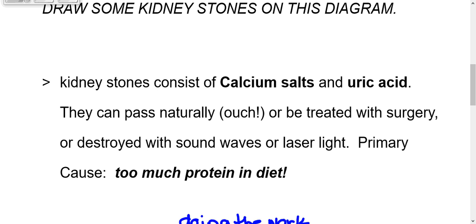So once you've had kidney stones, you have to be careful about what you eat. There are things like asparagus or whatever else that has some of that uric acid in it that can contribute to that. But the cause is mainly too much protein in your diet. So if you think about who normally eats more protein than others, men are often more prone to kidney stones just because of the amount of protein that they'll eat.